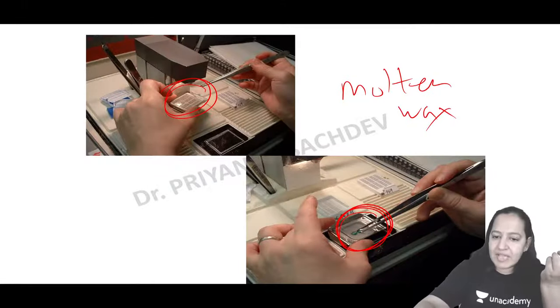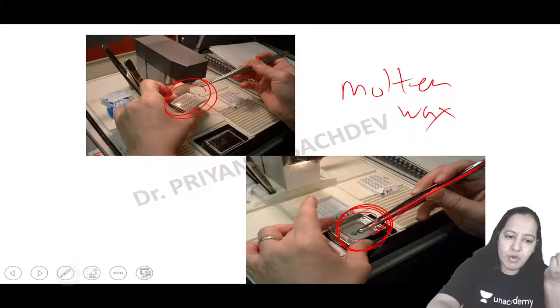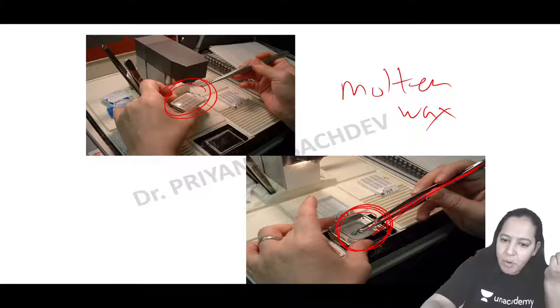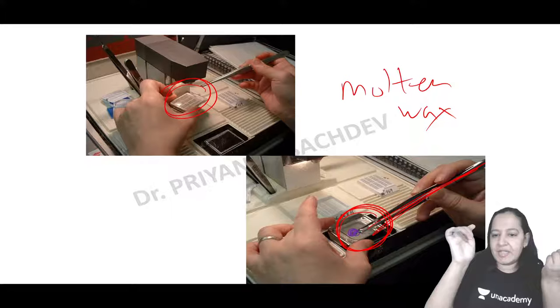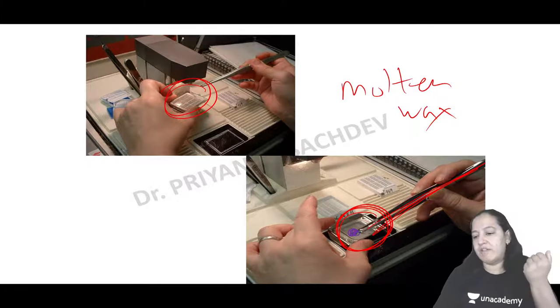With the help of this forceps, see this diagram, I am putting my tissue in the molten wax. Please see the tissue I am marking with purple here. This is my small bit of tissue. Give me a thumbs up if you got it, everyone. So I am putting my tissue in molten wax, in a cassette.